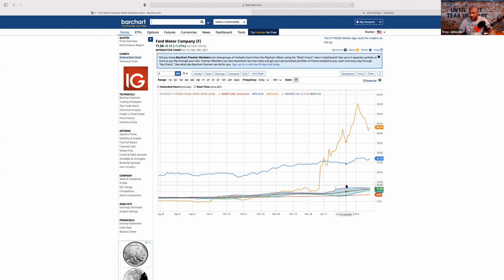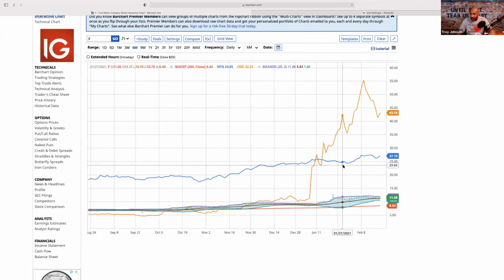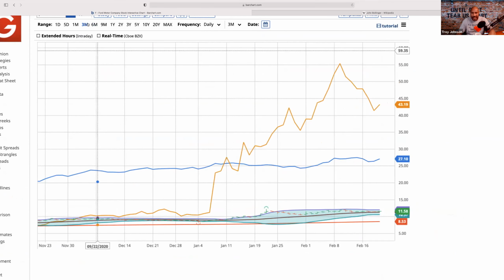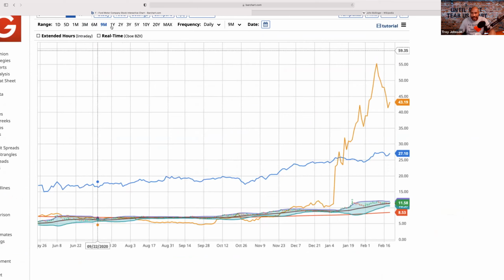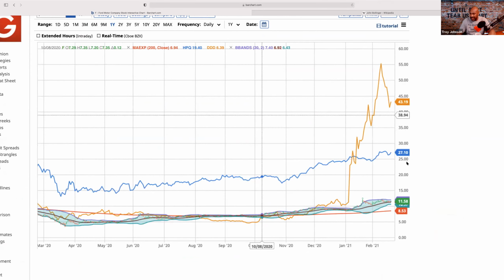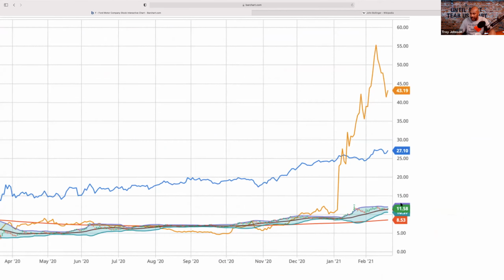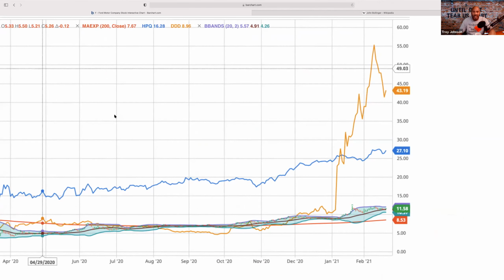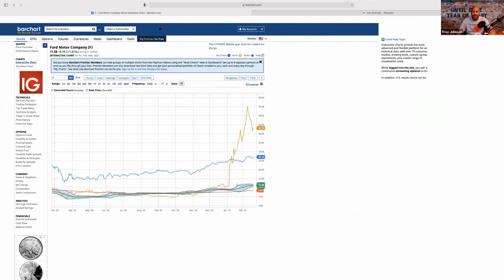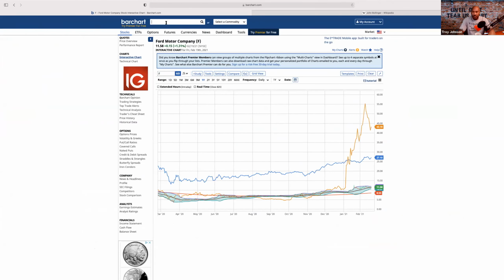Where's the Bollinger? Oh, the Bollinger Band is down here. And you have to ignore that stuff there. Let's go 3 months so we can see. It's hard to see that. The chart is tight. Let me see if I can expand this a little bit. It's hard to see the forward. But I just wanted to show you, if you consistently just pick any stock.